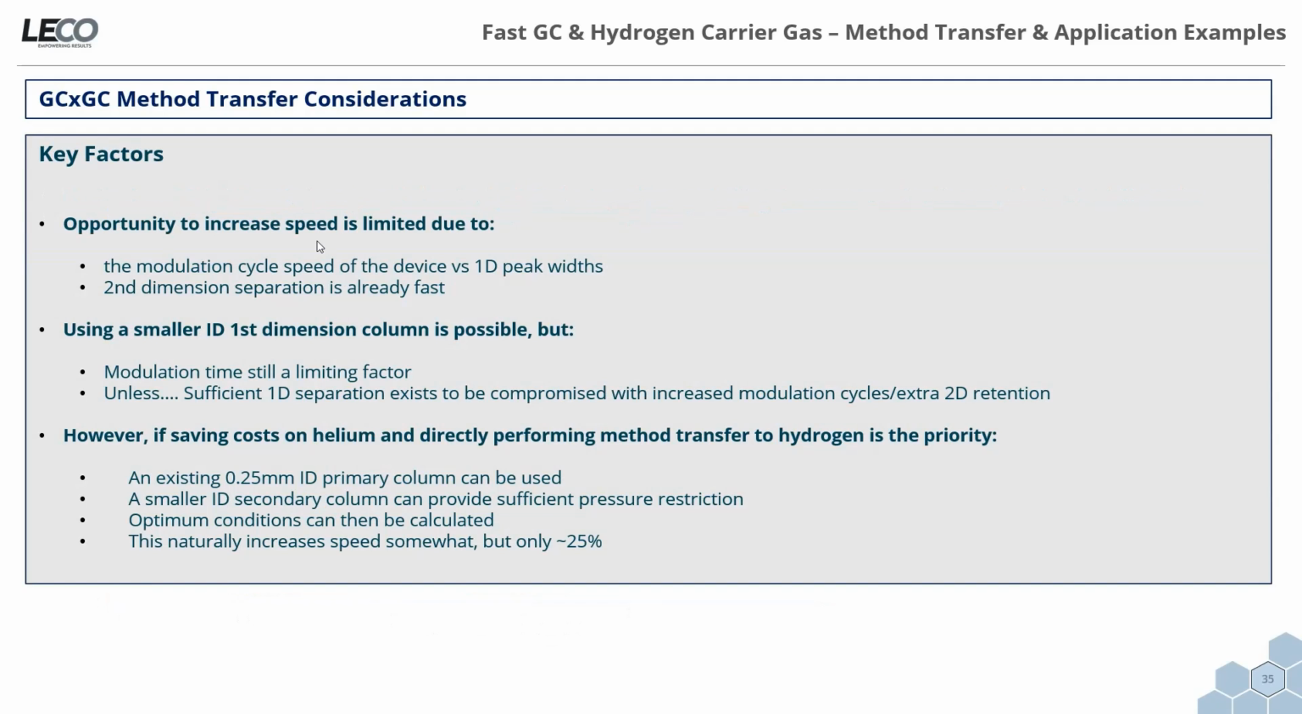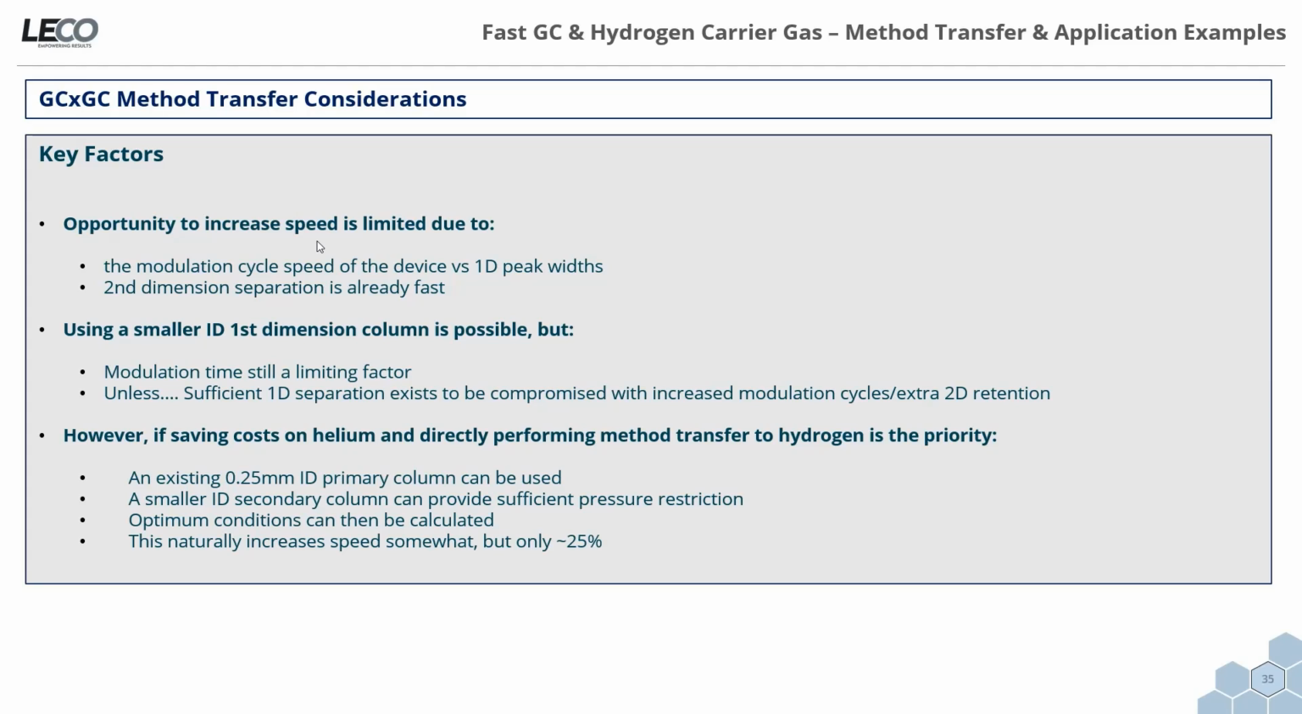So whilst that's good news, not so encouraging is that the opportunity to increase speed with GC times GC when using hydrogen is rather limited, and this is due to the modulation speed of the modulation device in relation to the one-dimensional peak widths, because of course we want to achieve sufficient modulation, 2 or 3 modulations over each one-dimensional peak. And then also the second dimension separation is already very fast. It is possible to use a smaller ID first dimension column, but that will also be limited.